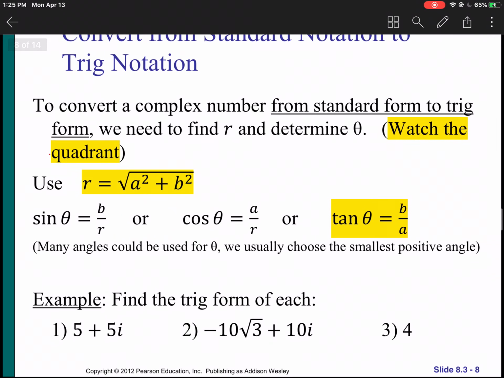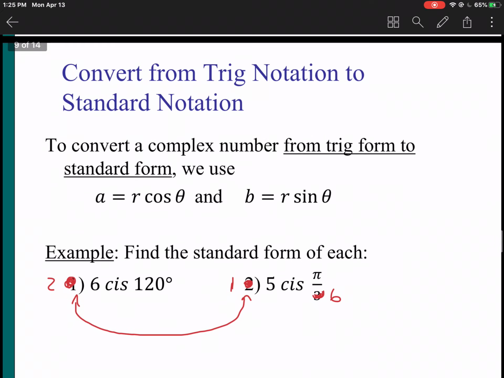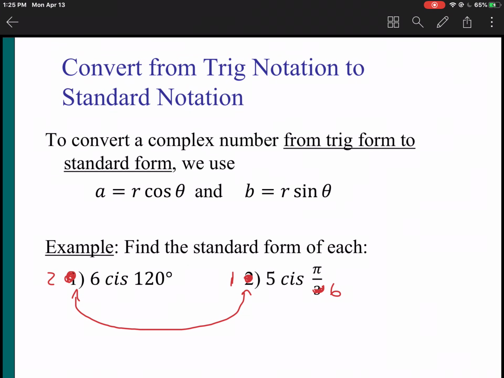So that's converting from the standard notation to the trig notation. Going in the opposite direction, from the trig notation to the standard notation, this is actually the easier of the two. This is actually a little more straightforward. So converting a complex number from trig form to standard form, we're just going to make use of the fact that we said earlier, A is equal to R cosine theta, and B is equal to R sine theta.